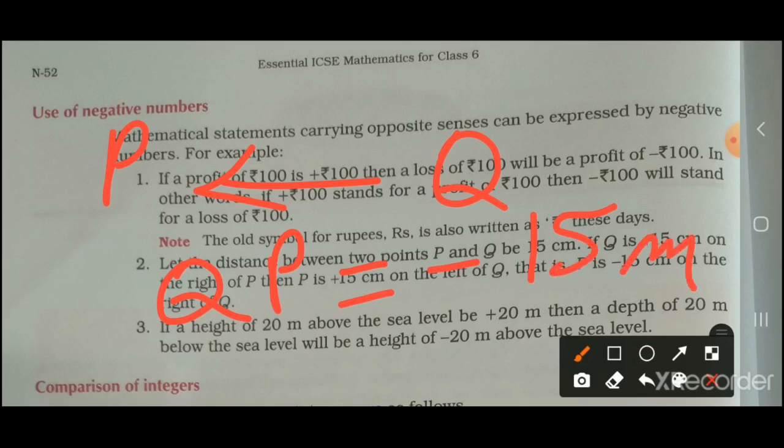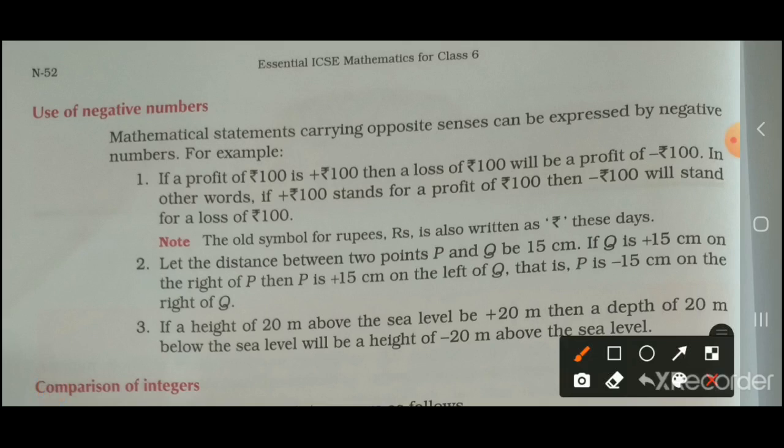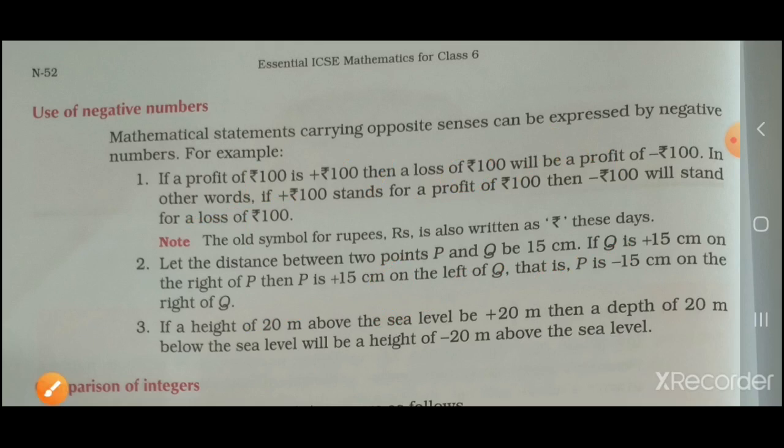If we are measuring height of the sea level, then we will represent this with a positive sign. Suppose we are measuring a height of 20 meters above the sea level, then we will represent this with a positive sign. And if we are measuring a depth of 20 meters below the sea level, then the height will be minus 20 meters. These are the uses of negative numbers.